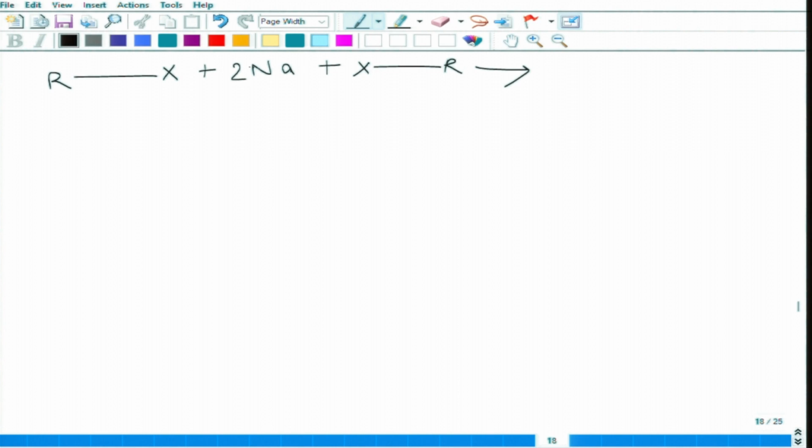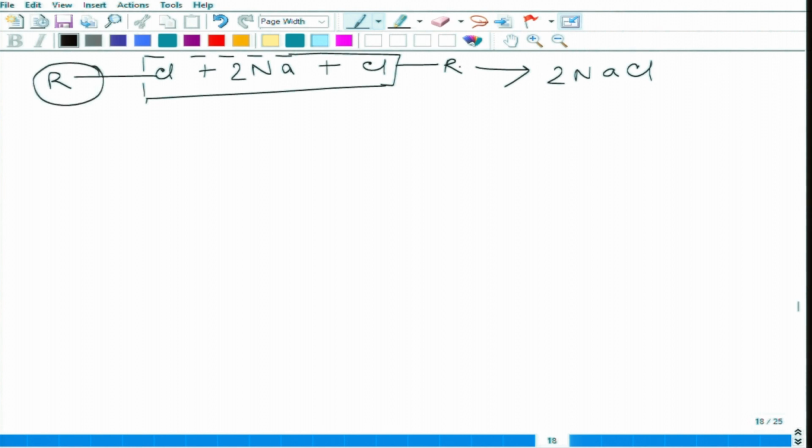Now, these two sodium atoms bond with two halide ions and they get liberated as 2NaX. Let us say if this was chloride, then we get 2NaCl. Now, when 2NaCl is liberated, then these two alkyl groups connect with each other and form an alkane. Okay. Let us see an example.